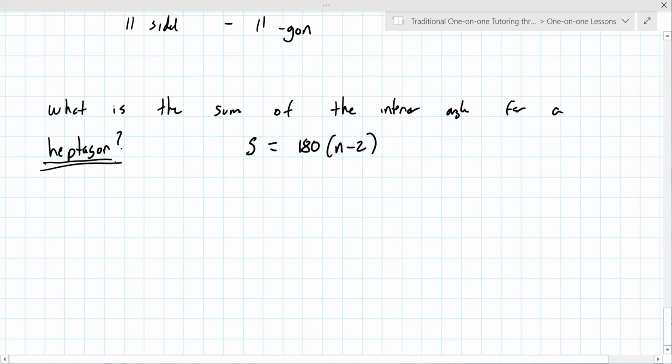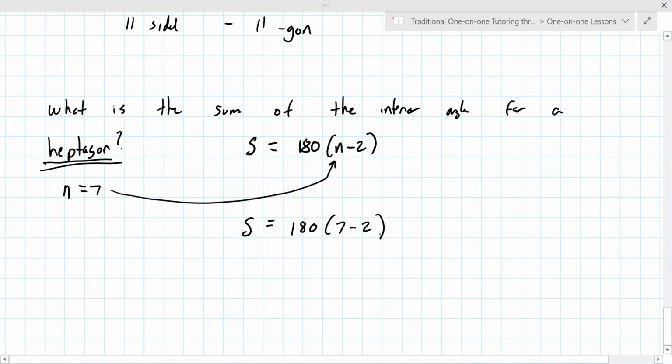Do you remember? Do you want me to scroll up to the table? How many sides are in a heptagon? 7 sides. So n equals 7. That means 7 goes into our equation here. 180 times 7 minus 2.